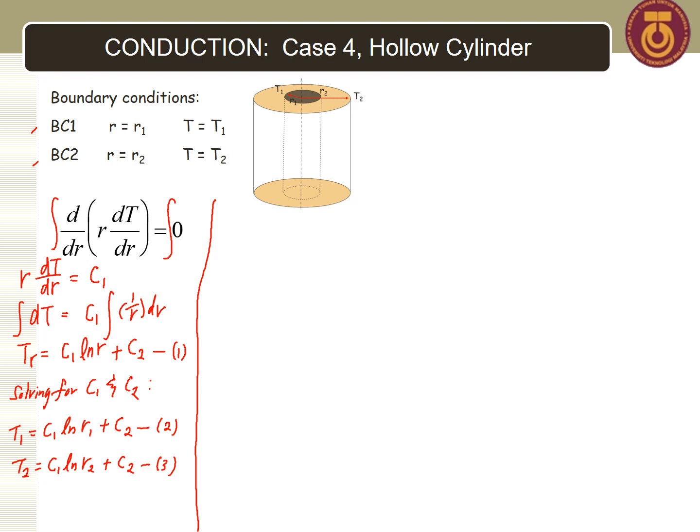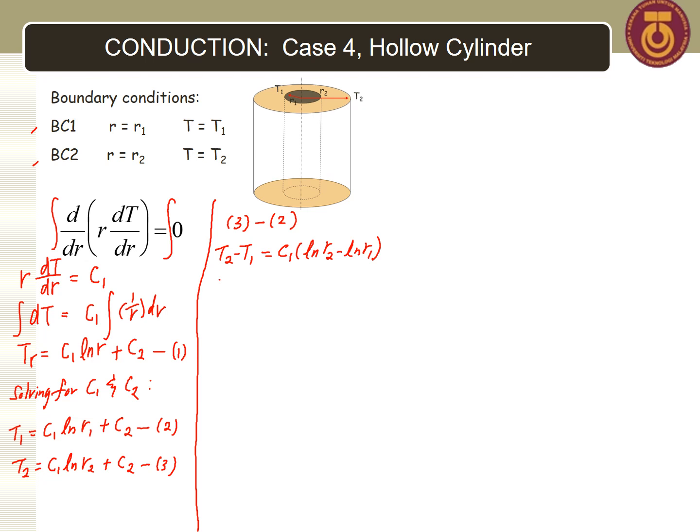Okay, so and how to solve it simultaneously? Let's use equation number 3 to minus equation number 2. Then we can get rid of c2, then we can get c1. Okay, when doing so, we get T2 minus T1 equals to c1. Inside bracket we have ln r2 minus ln r1. Okay, rearrange everything.